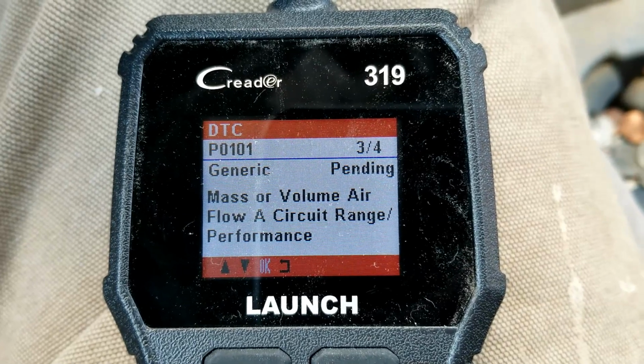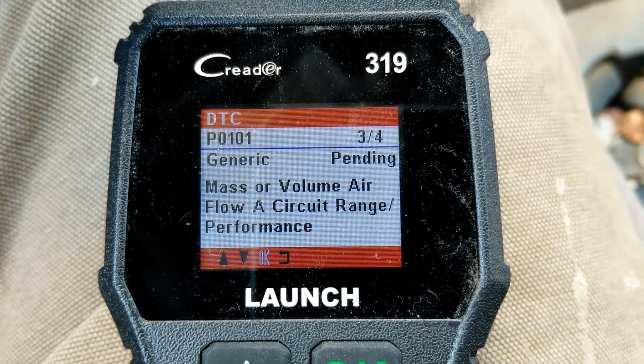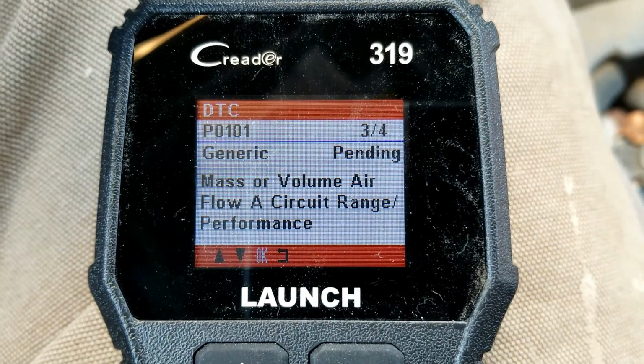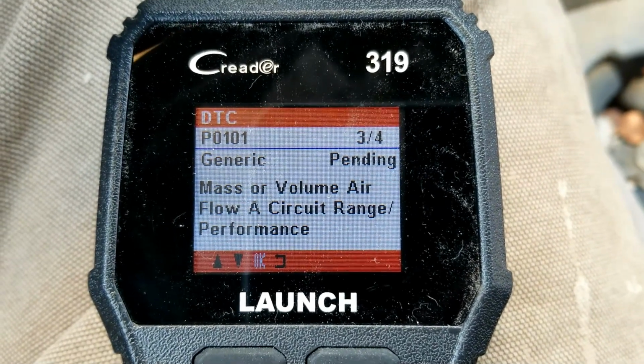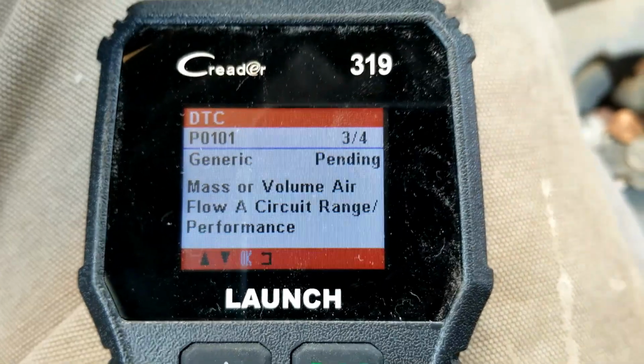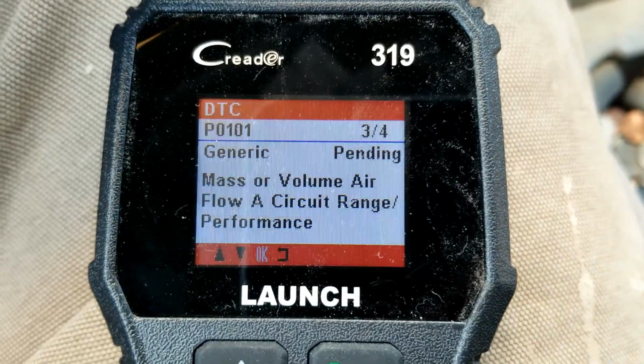Well, basically the onboard computer needs to know how much air is going into the engine. And to do this, it uses a sensor called the mass airflow sensor, or the MAF sensor. And it's seen a problem with this, so we're going to have to troubleshoot it to know what's wrong with the mass airflow sensor. And so the next thing we're going to do is go look at that and see what's going on. So I'm going to be right back.